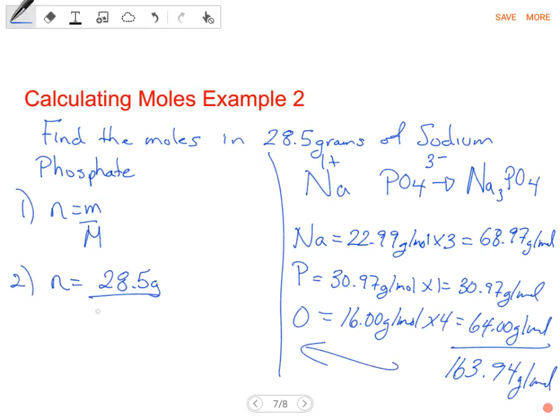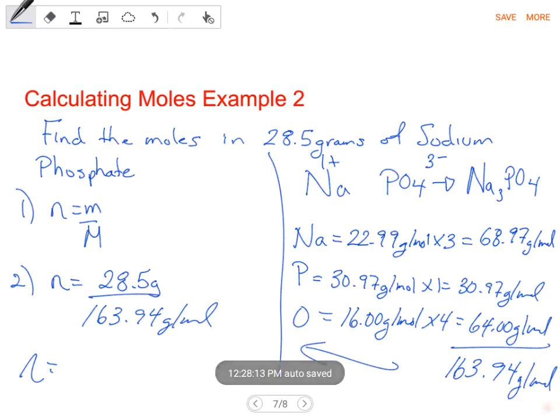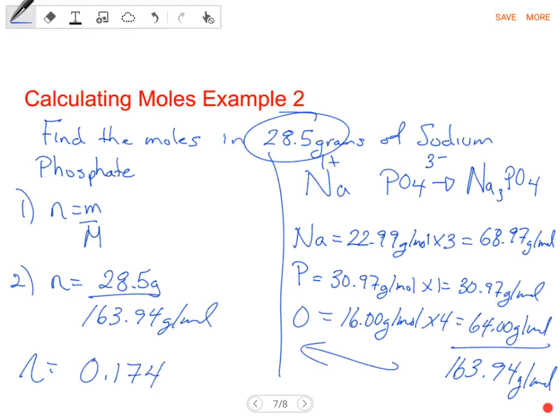We'll sub that over, 163.94 grams per mole. Now this is a division question. 28.5 divided by 163.94. All right. So we have to have 3 significant digits. Your answer should be 0.174 moles. There was some rounding in there.